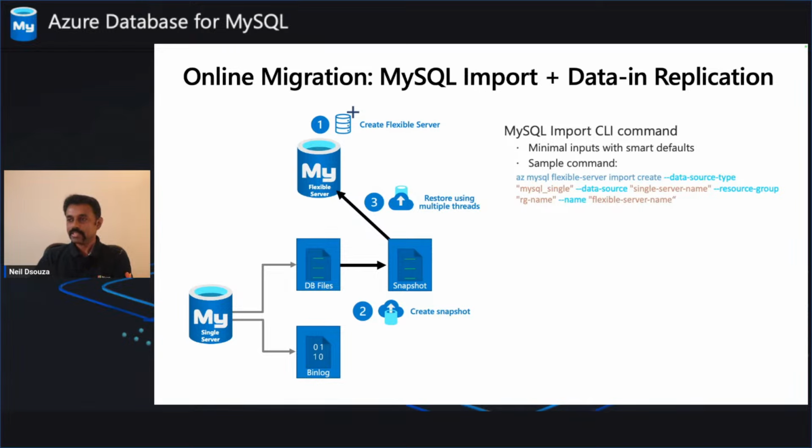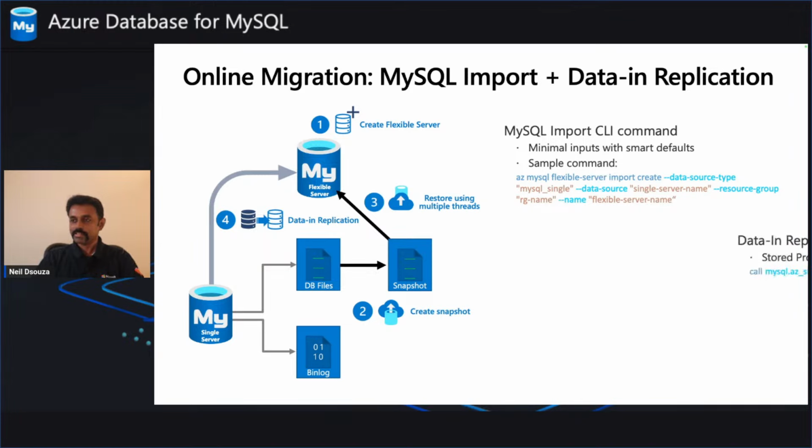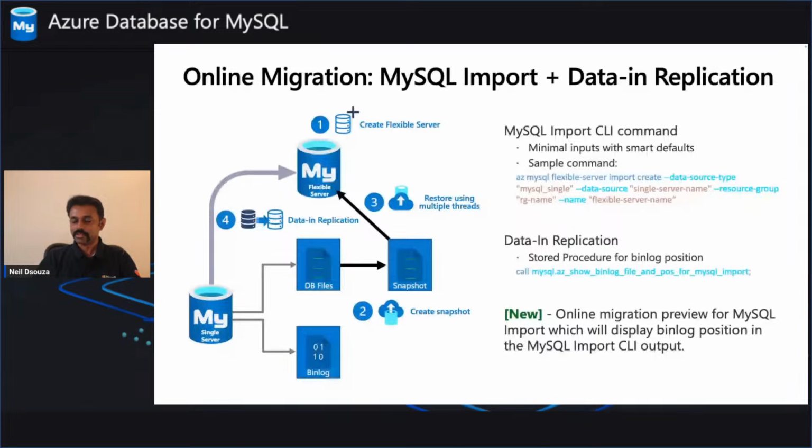Then comes the next step, which is to do a Data-in Replication from single server to flexible server directly. For this, we have a stored procedure on the flexible server, which, by executing it, you will get the bin log position of the backup that was restored. Using that position, you can configure the replication using native MySQL replication, which we have implemented as Data-in Replication. Going forward in the future, we are also going to introduce a way to display this bin log position directly in the Azure CLI output, which will make it much easier for you. So that's the overall process.